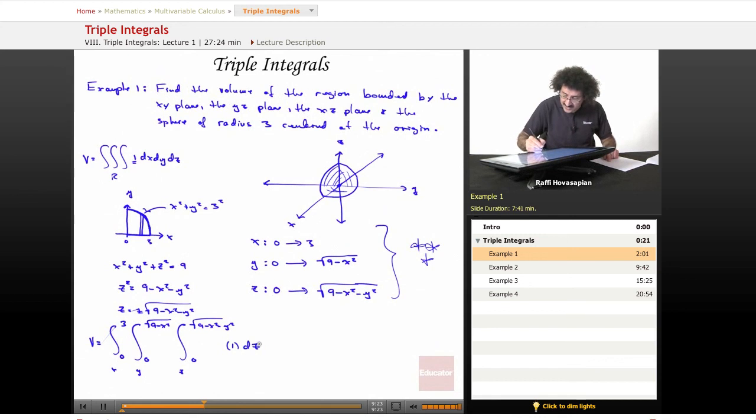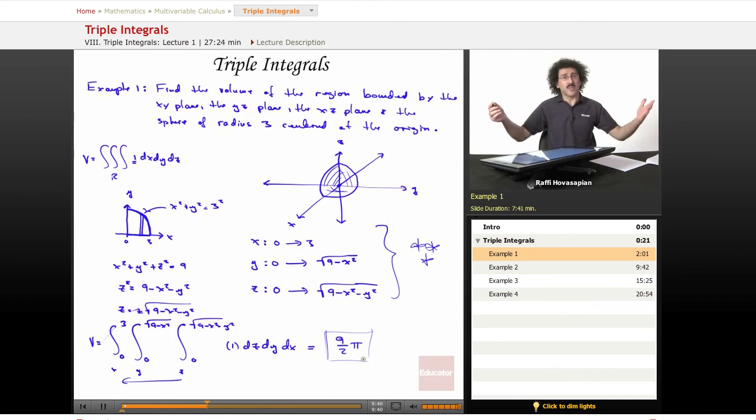We're going to do dz, dy, dx, right? Inner to outer, z, y, x. We're integrating in that direction. Well, when you put this into your software, you get 9 halves pi. That's it. That's the volume of that region.